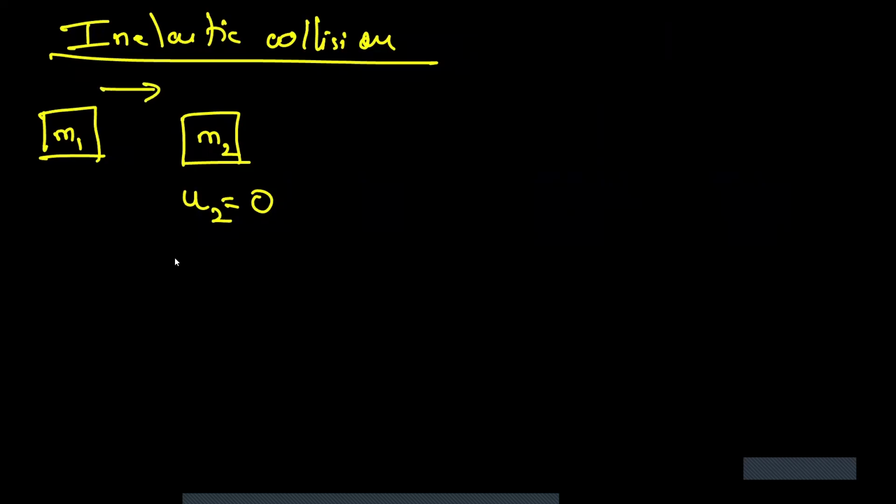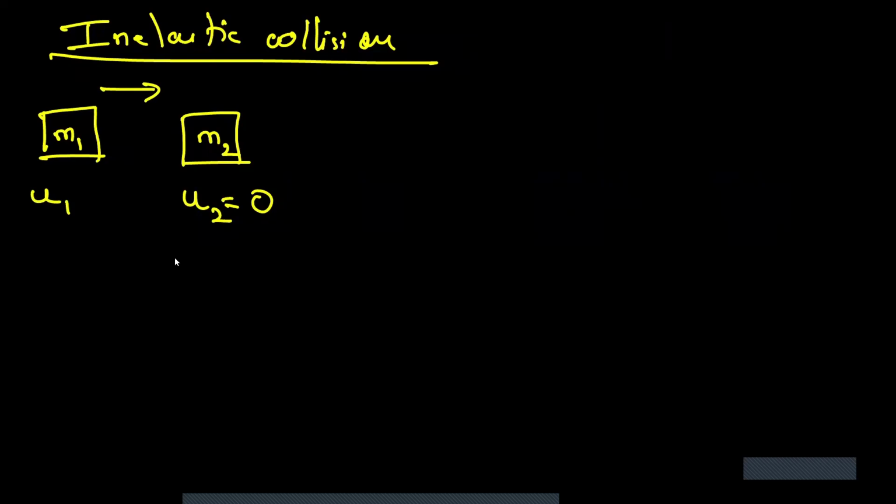Okay. M1 is not stationary, which means it is moving, which means it is going to have some kind of velocity. I'll name the velocity as U1. How much is the value? I don't know. But the thing is, it is not equal to 0. U1 has some kind of value. This is the initial condition.